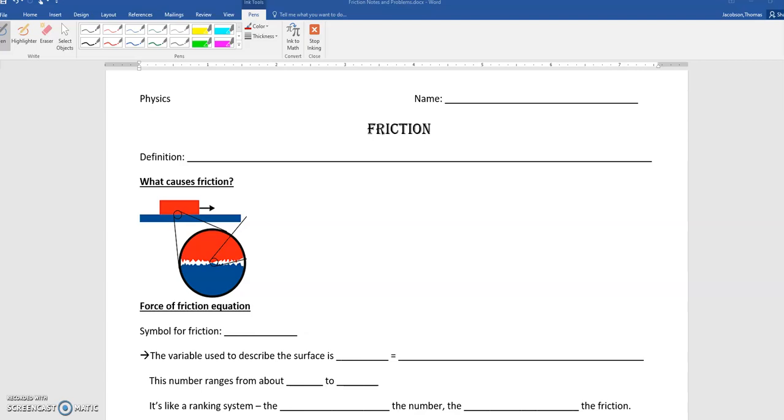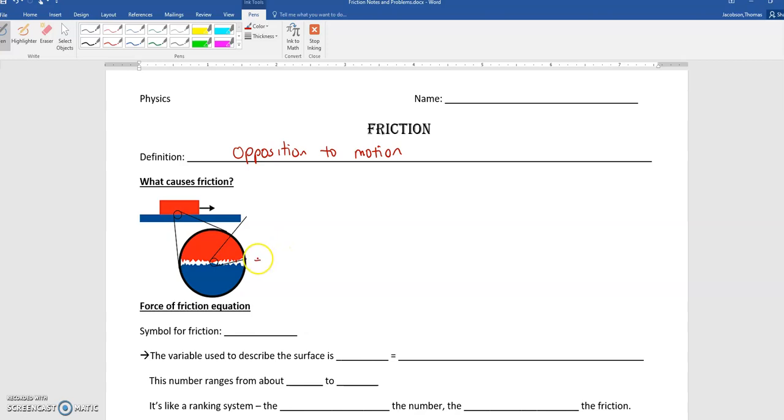Hi class, today we're going to talk about friction. Let's go ahead and define it. Friction is the opposition to motion. So it's a force that slows something down or it prevents an object from moving.